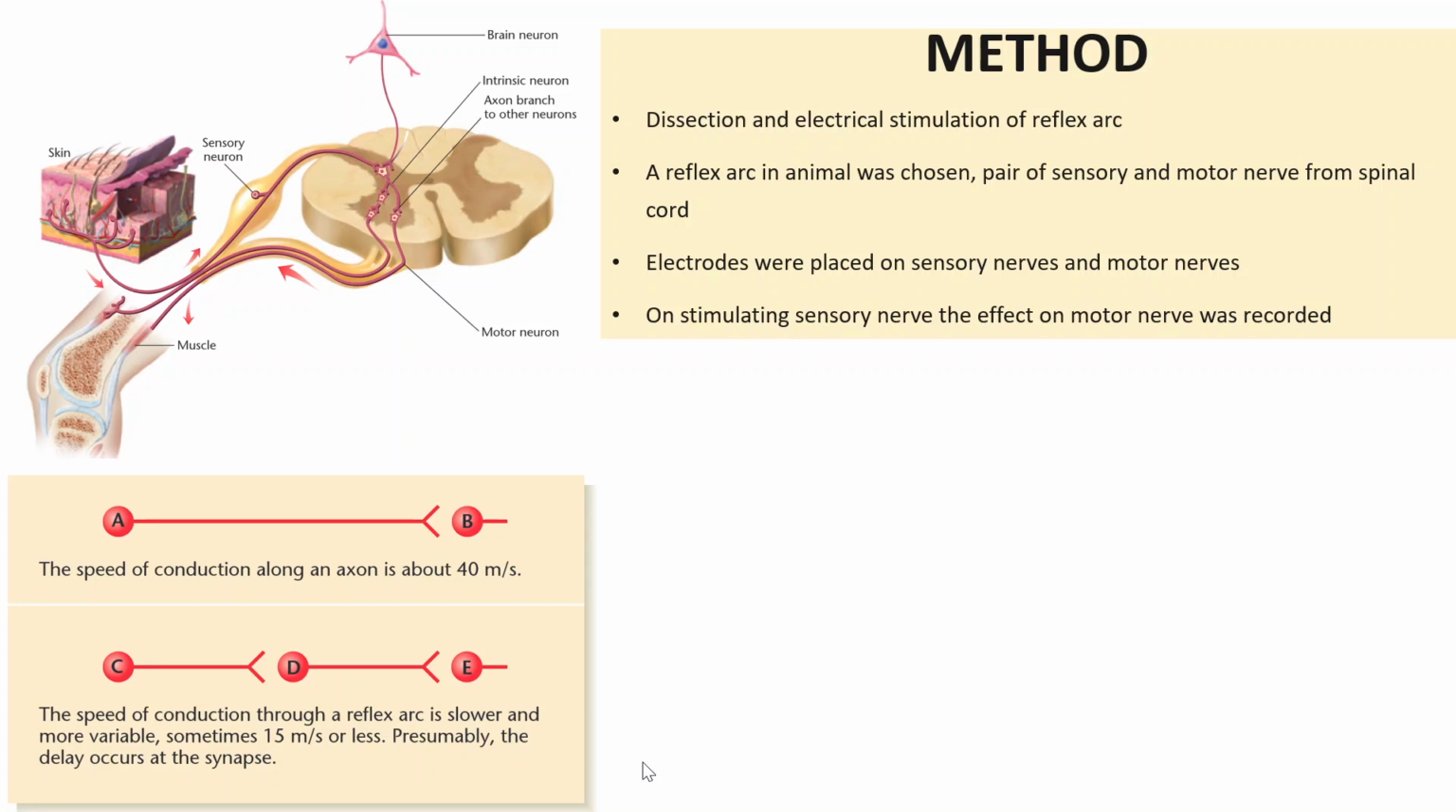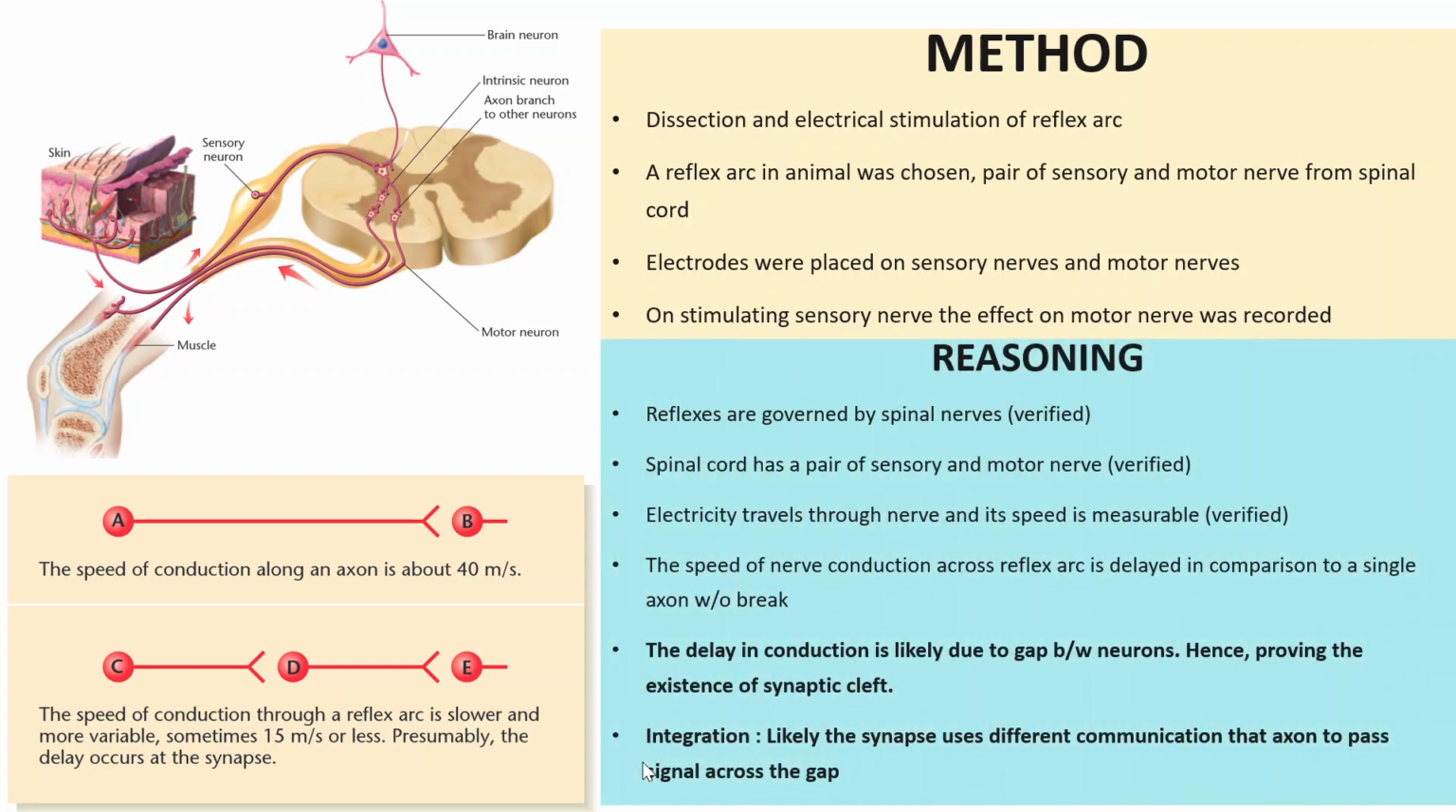He placed electrodes on the sensory and motor nerves, and when he stimulated the sensory nerve, there was an effect in the motor nerve, and he recorded the time difference between the two. Instead of a single axon or nerve, he calculated across the whole arc, which went through the sensory nerve of the skin, through the spinal cord section, back to the muscle. That's what he measured. And what did he find out through his reasoning?